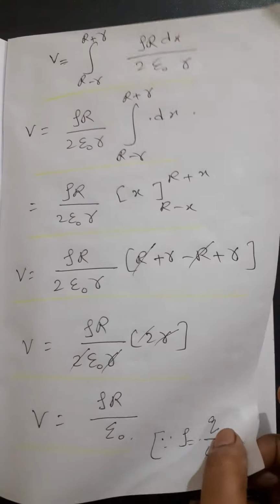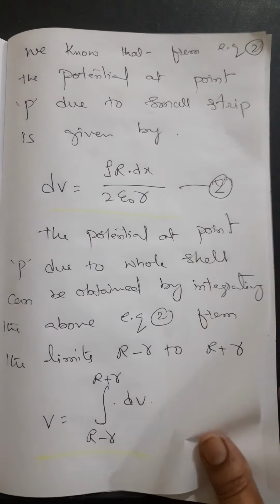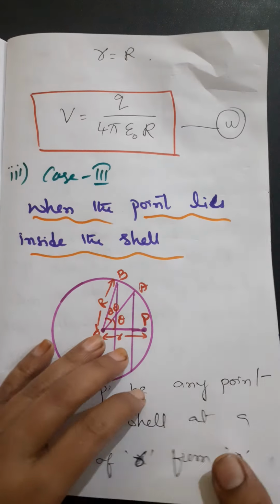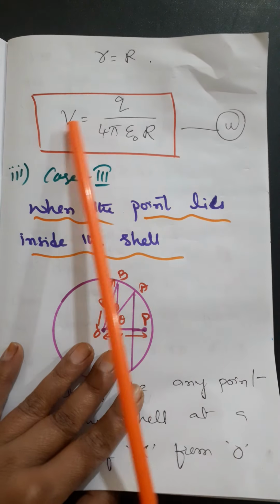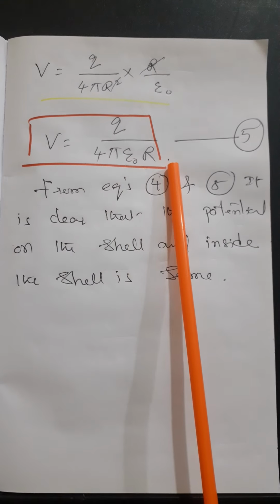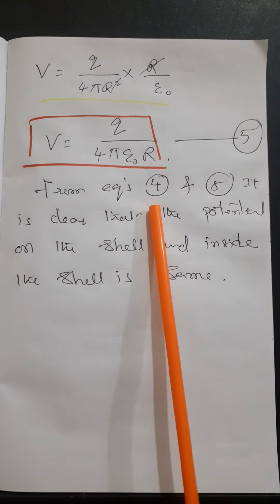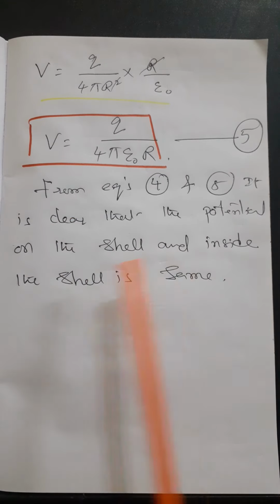Here we can consider the cases. In the second case, we got V is equal to Q by 4 pi epsilon naught R, and in the last case, the third case also, Q by 4 pi epsilon naught R. So from equations 4 and 5, it is clear that the potential on the shell and inside the shell is the same.